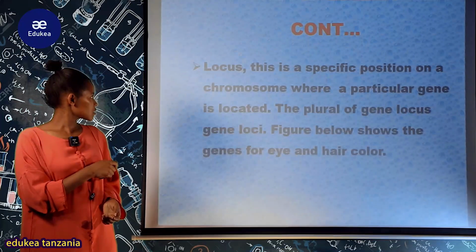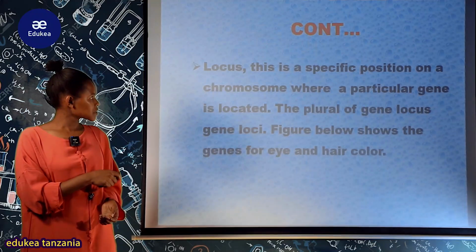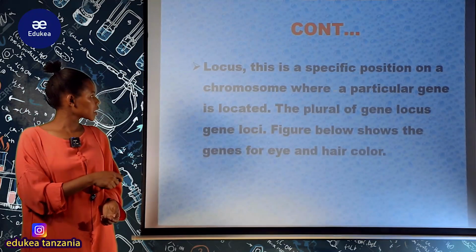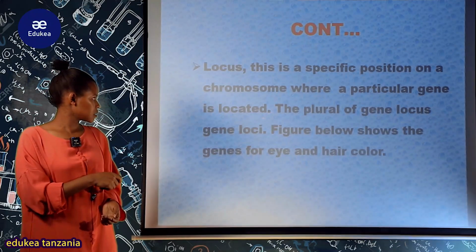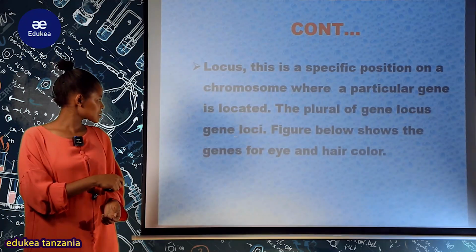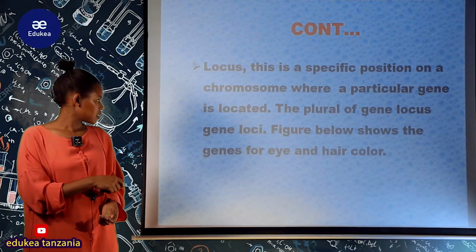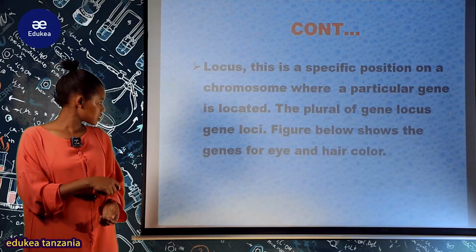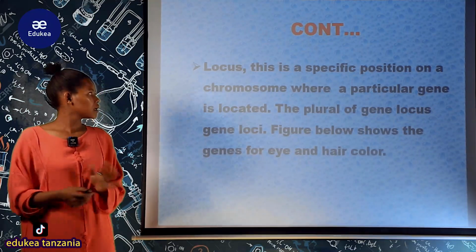Also, there is something called a locus. This is a specific position on a chromosome where a particular gene is located. The plural of gene locus is gene loci. And the figure below is going to show us the genes for eye and hair color.